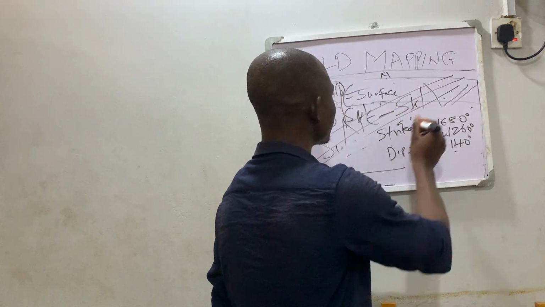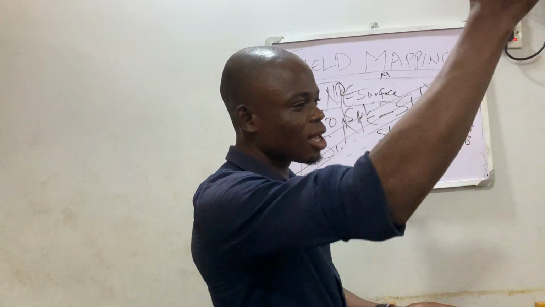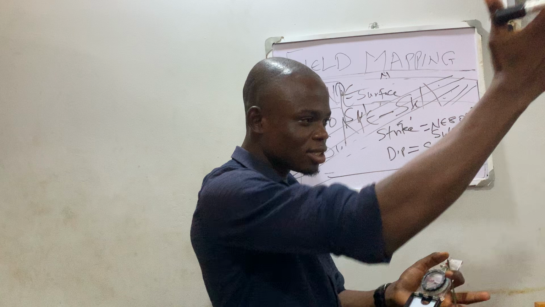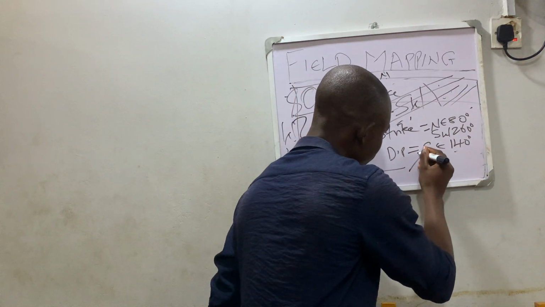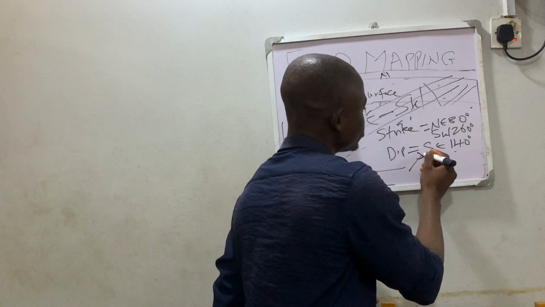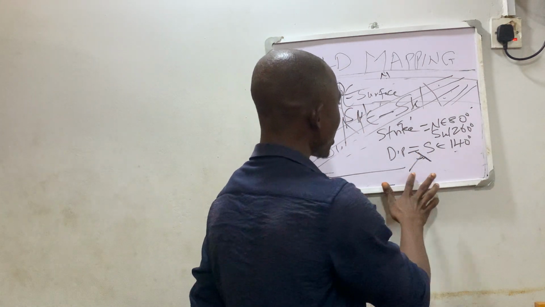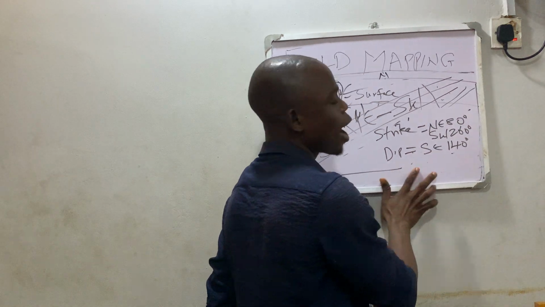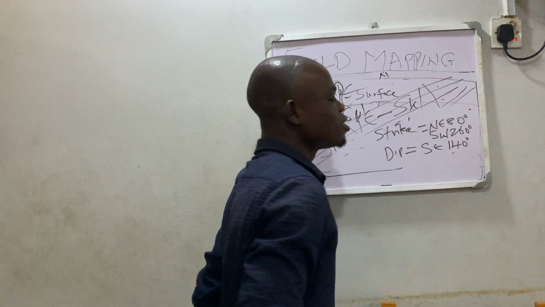So you're going to measure the angle of inclination. How is this outcrop inclining? It is bending this way. At what angle is it inclining? So you want to measure what we call angle of inclination. That is what we call dip amount. So the dip amount now will be measured this way.